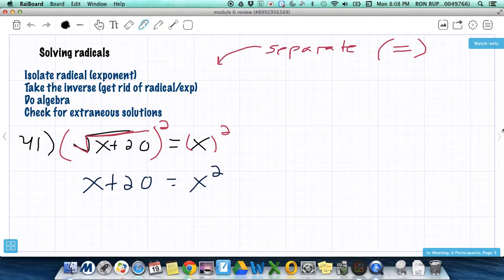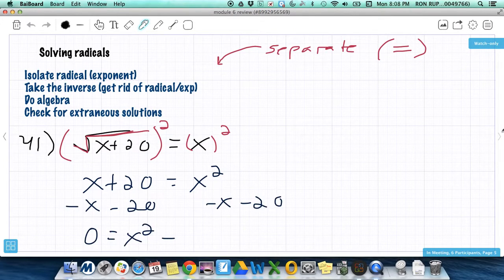Remember, when you have a quadratic, you want to set everything equal to 0 on one side. So I'm going to subtract x and subtract 20 from each side. The reason I do that is I don't want to deal with negative x squared. I would rather deal with negative x and negative 20.